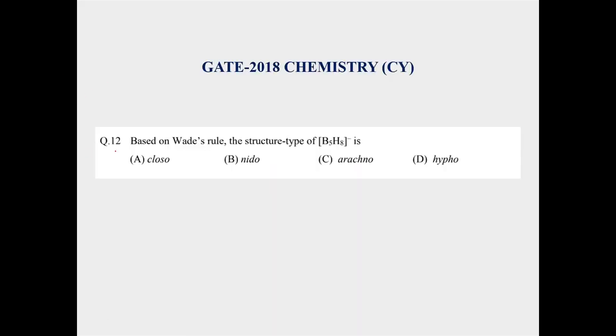Now we will discuss question number 12 from the GATE 2018 paper. The question is, based on Wade's rule, the structure type of B5H8 minus is option A, closo, option B, nido, option C, arachno, and option D, hypo. So what is the structure type of B5H8 minus?